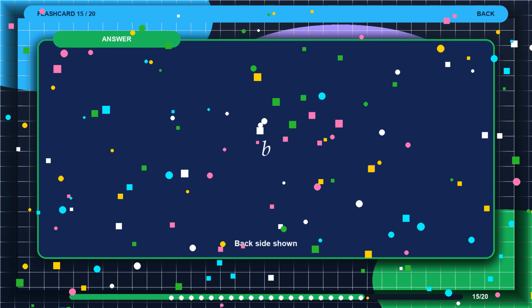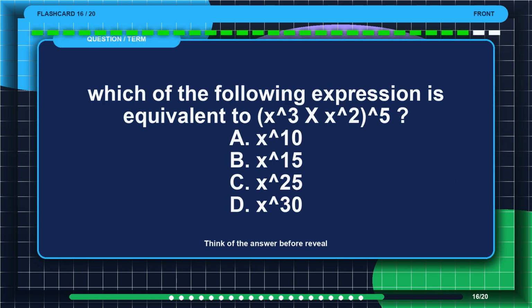The answer is B. Flashcard 16. Which of the following expressions is equivalent to x^3 times x^25? A. x^10, B. x^15, C. x^25, D. x^30. Pause and think of the answer before the reveal.